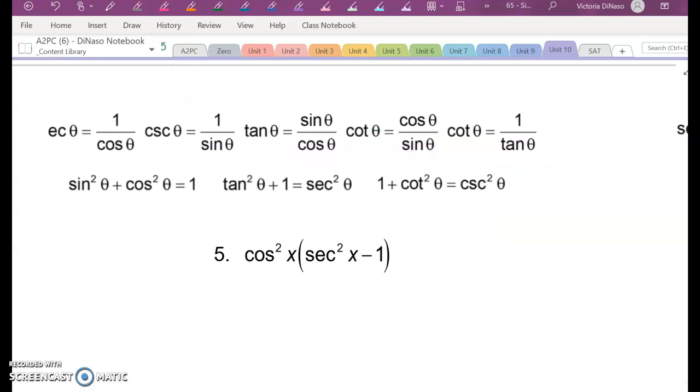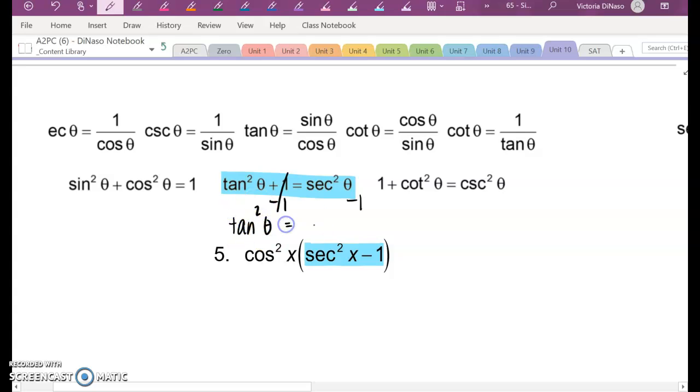Okay, number 5. So I have cosine squared x times secant squared x minus 1. Right off the bat, I see that secant squared x minus 1 is similar to this tangent squared theta plus 1 equals secant squared theta. The problem is that the 1 is on the left side in the original identity, and I need to move it over to the right side. So I'm going to use subtraction, minus 1, so that we have tangent squared theta equals secant squared theta minus 1.